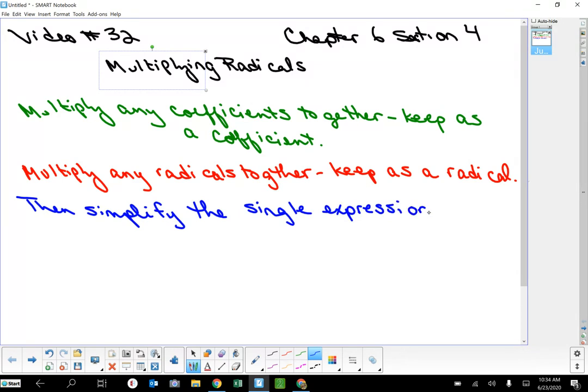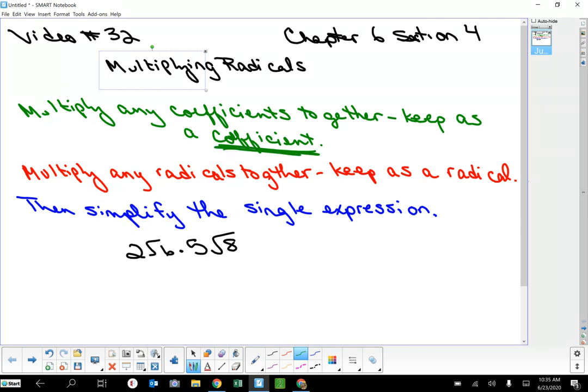If you have gotten pretty confident and good at simplifying the radicals, multiplying is actually very easy. I think it's easier than adding and subtracting. So let me show you what I mean here. We're going to start with 2 rad 6 times 5 rad 8.